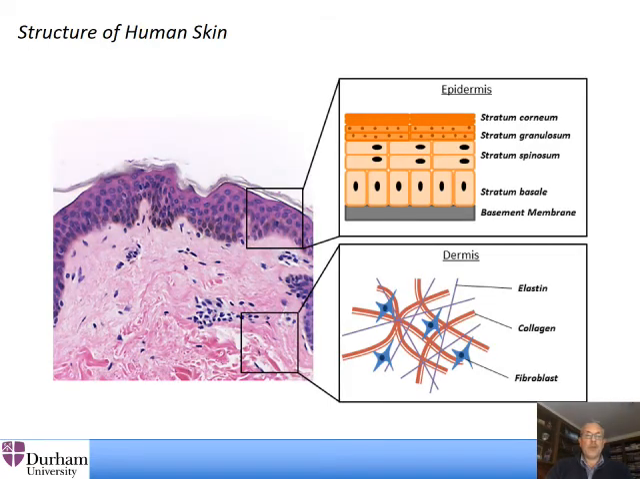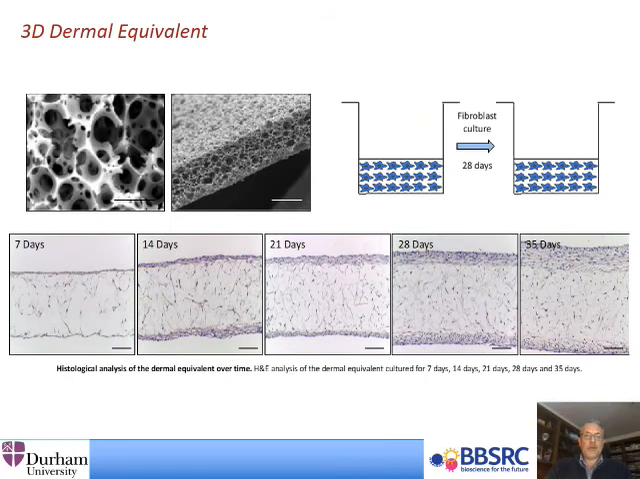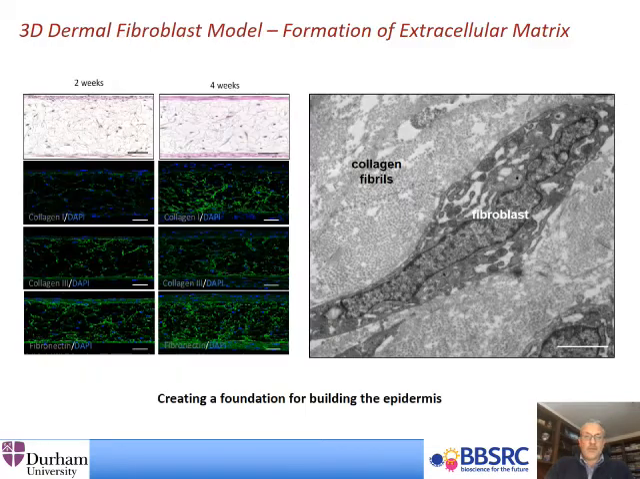So here's human skin. This is the epidermis and the dermis. It's quite a simple configuration, but not to belittle the complexities within these different tissue layers. So how do we construct skin? We use the membrane technology to first culture the primary dermal fibroblasts for a period of time, up to 4 to 5 weeks. And during that time, these fibroblasts are very busy producing extracellular matrix.